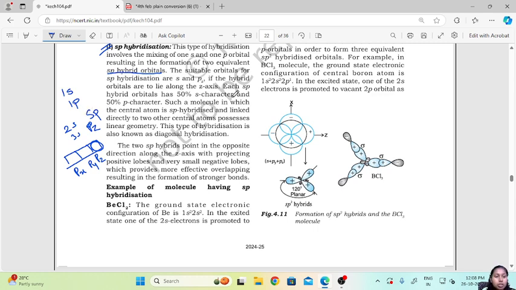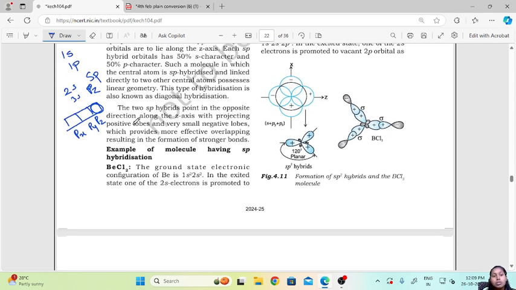Such molecules in which the central atom is sp hybridized are linked directly to other central atoms possessing linear geometry. So in sp hybridization, a linear geometry is observed. This type of hybridization is also known as diagonal hybridization. The two sp hybrids point in opposite directions along the z-axis with projecting positive lobes and very small negative lobes.